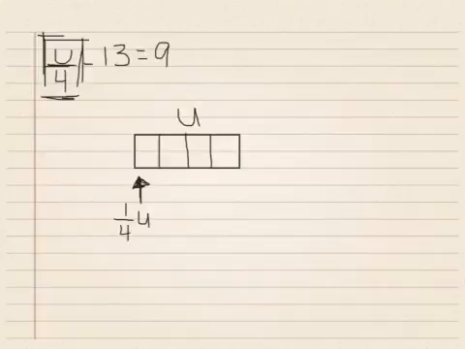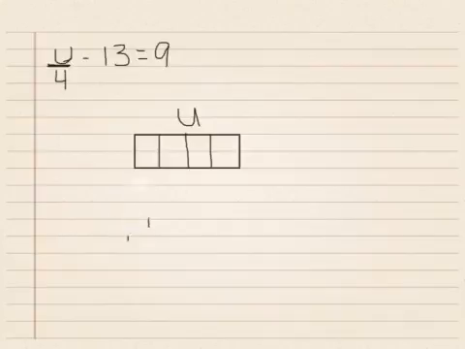I'll erase this box right here. We had u, and we took away 13. Looking at this 1/4, we know that when we take 13 away from it, we're taking a certain amount away, and this little section here is going to represent us taking away 13. The amount that's left is going to be 9.